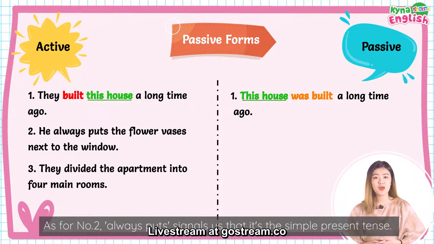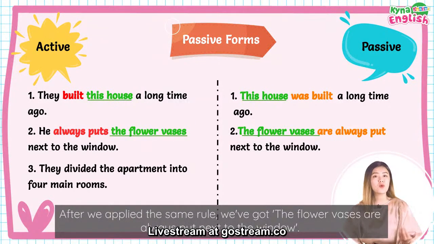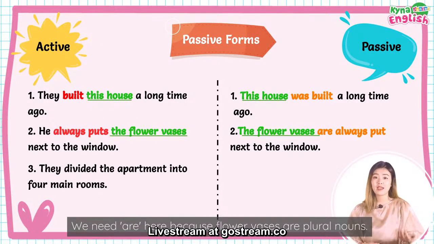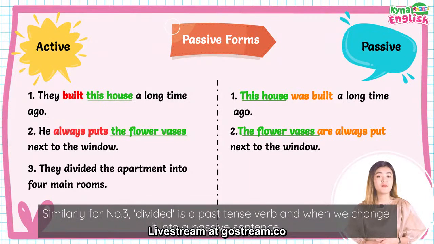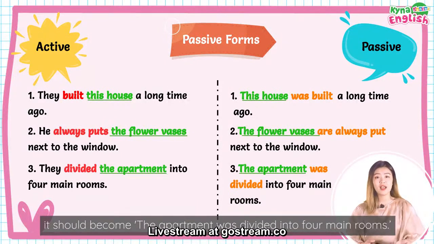As for number 2, "always puts" signals to us that it's the simple present tense. After we apply the same rule, we've got, "The flower vases are always put next to the window." We need "are" here because flower vases are plural nouns. Similarly for number 3, divided is a past tense verb, so when we change it into a passive sentence, it should become, "The apartment was divided into 4 main rooms."